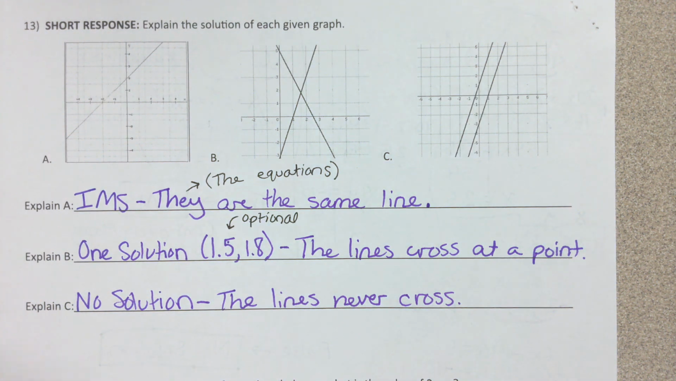That's all we're asking for. Tell us what the solution is. Your options are IMS, one solution, or no solution. And then just give a quick explanation as to why that's the solution or how you know that's the solution.